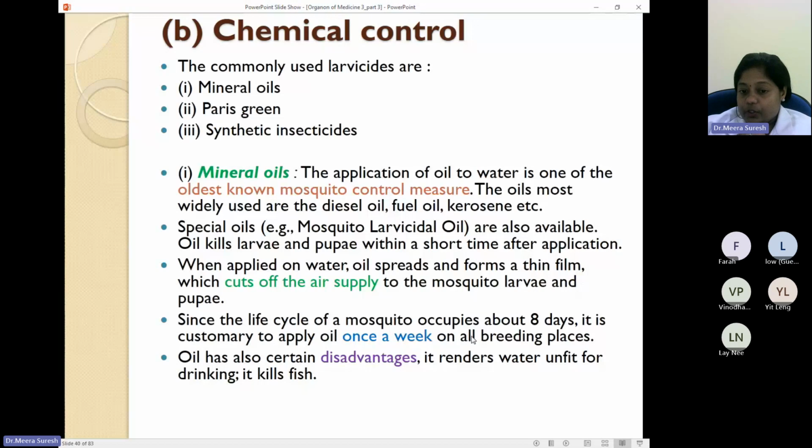Since the life cycle of a mosquito occupies about 8 days, we need to apply this once in a week in all the breeding places. But one of the disadvantages is that it will make the water unfit for drinking, and it can kill fish.